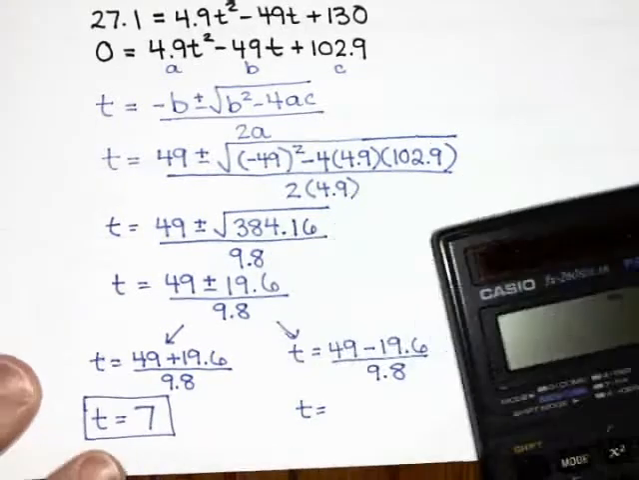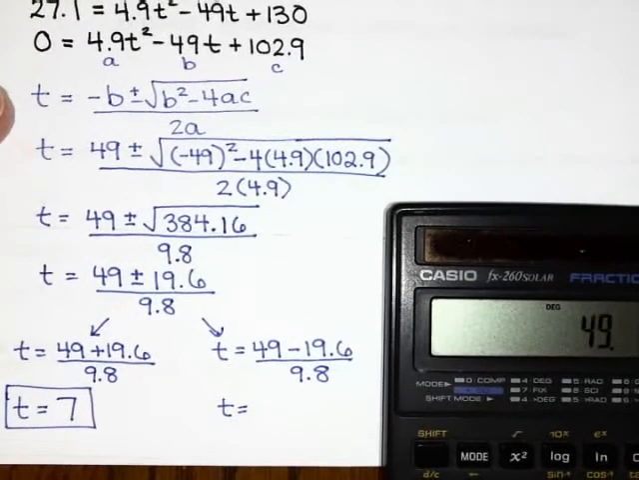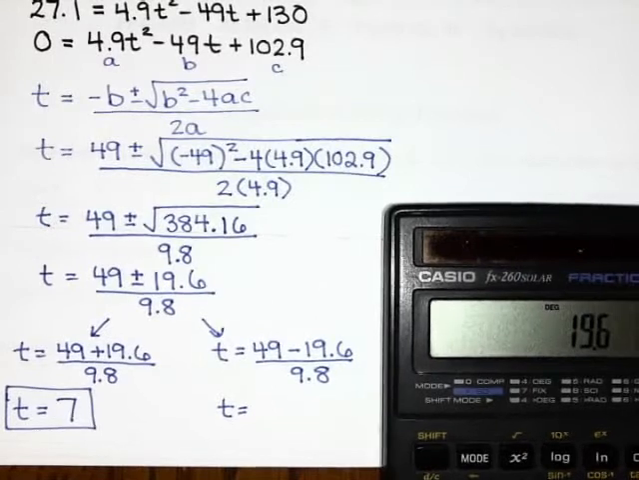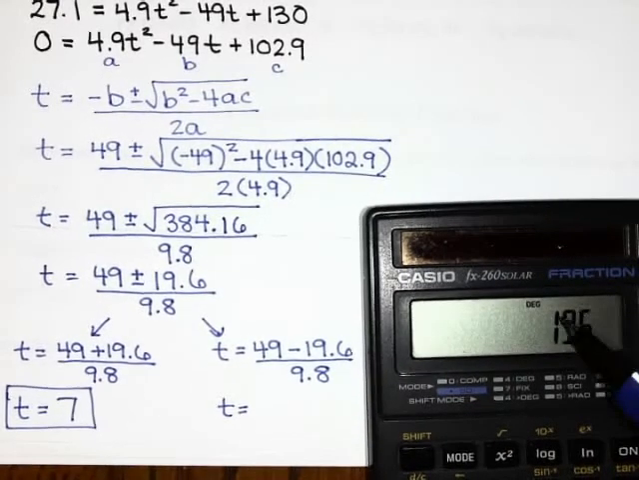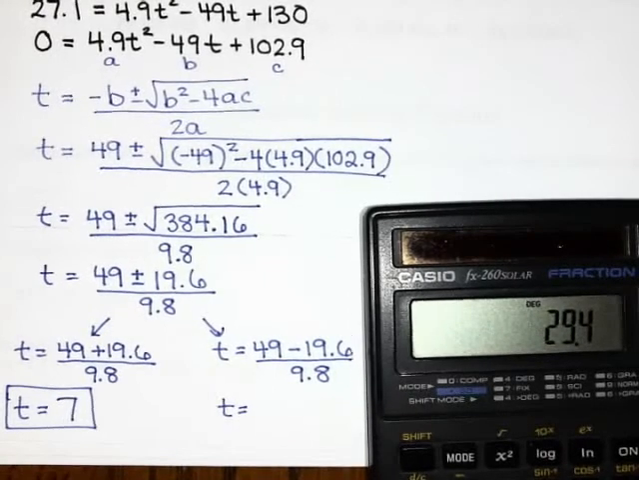So t is 7, and then I'm going to do 49 minus 19.6. Once again, you need to hit equals before you divide. Otherwise, the only thing that gets divided is the 19.6. So equals, divided by 9.8, and I get 3.